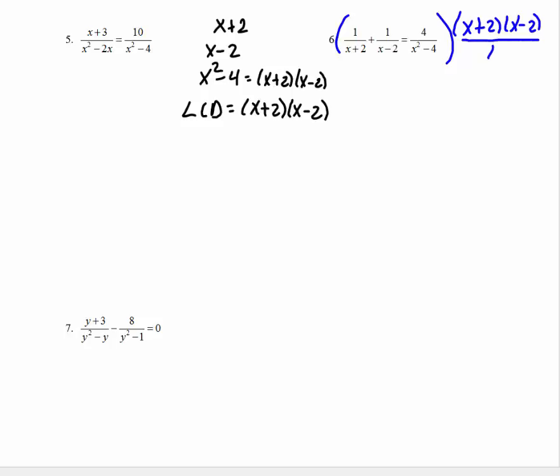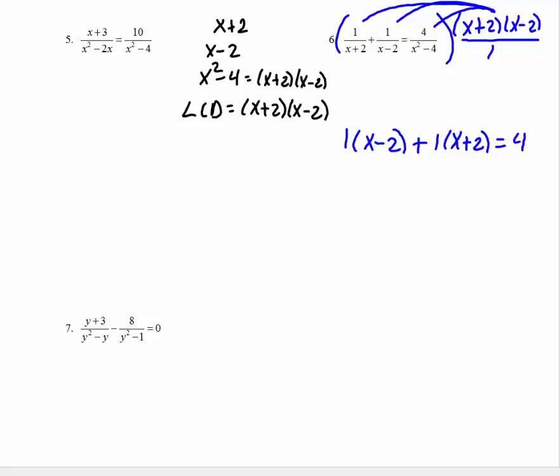Again, it's over 1, so therefore when I multiply it, hopefully that'll cancel out my fractions. So when I multiply the LCD by 1 but divide by the x plus 2, I end up with 1 times an x minus 2. Plus, when I multiply the LCD times a 1 but divide by x minus 2, I get a 1 times the x plus 2. And then when I multiply the LCD times a 4, but divide by x squared minus 4, those are the same factors. They're going to cancel, and I'm just left with a 4.